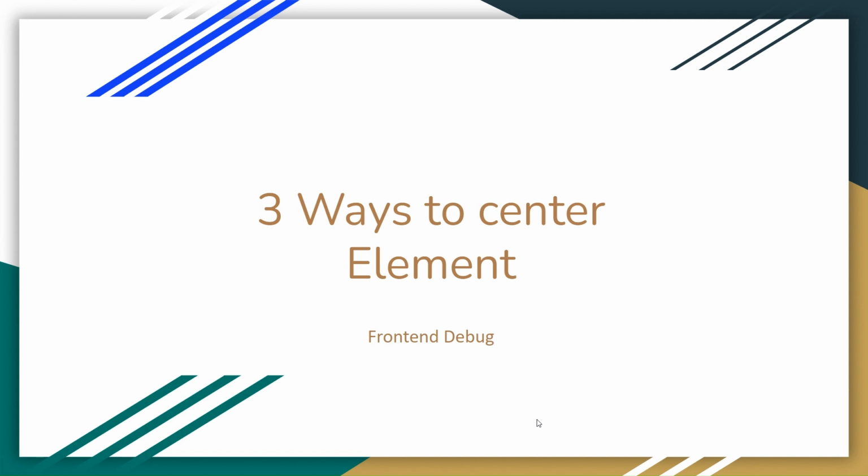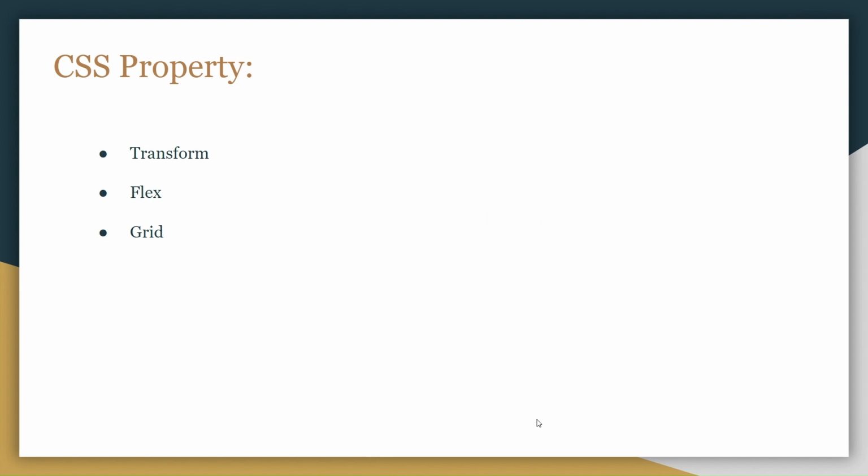My name is Gurmeet, and in today's video we will learn about 3 ways to center a div element using HTML and CSS. So let's get started. We will use 3 CSS properties to center a div element: transform, flex and grid, and it will center the div element horizontally and vertically. So without any further delay, let's move to Visual Studio Code.